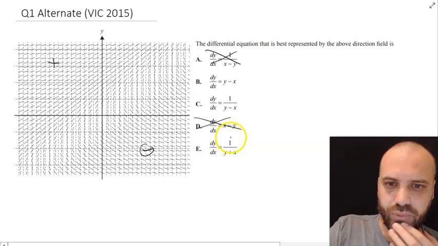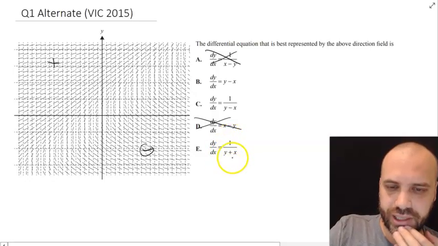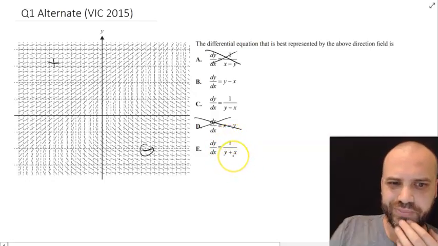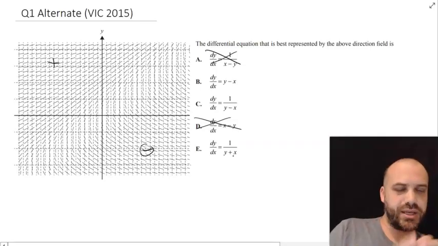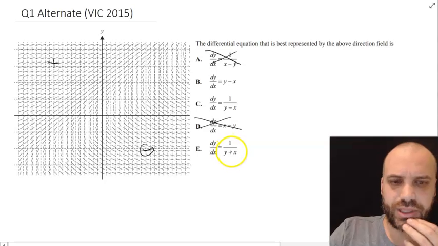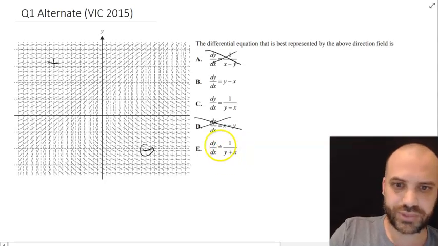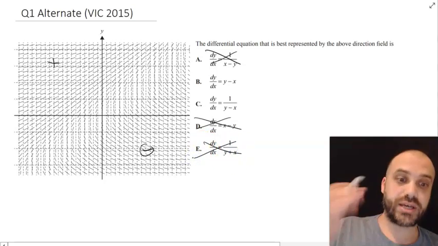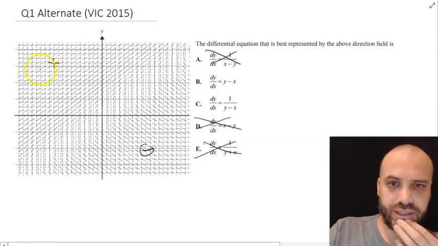And then finally, we have 1 over a positive plus a negative. Now, depending on how large the positive or the negative is, that would lead to a negative or a positive gradient. So that one's no good. So we're down to 2 options based on that thing here.